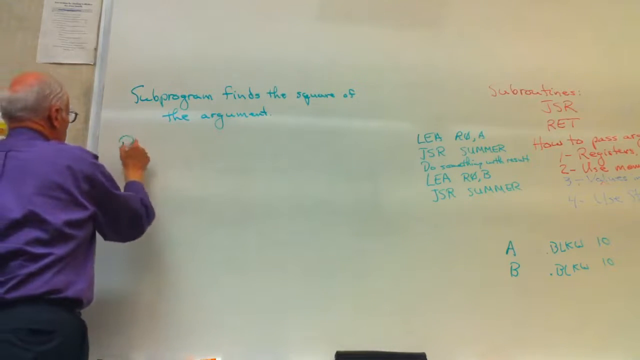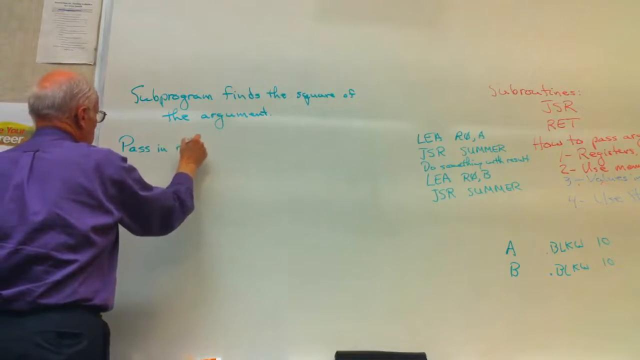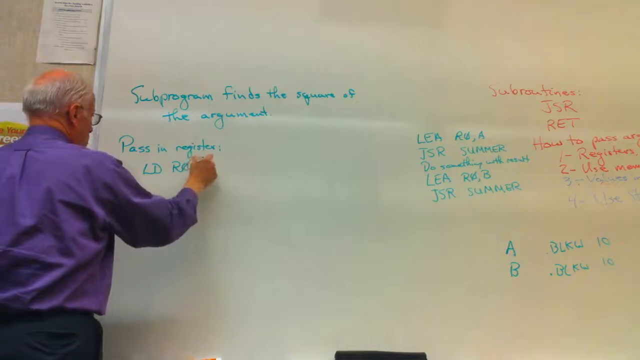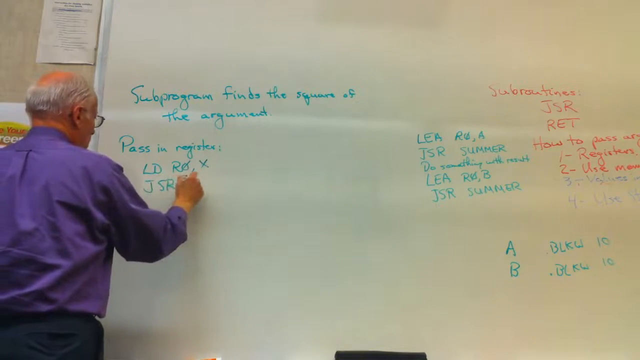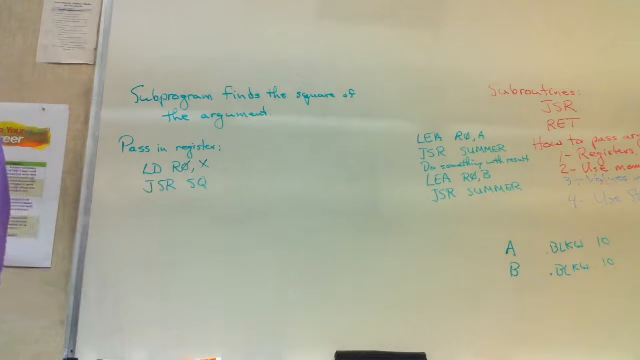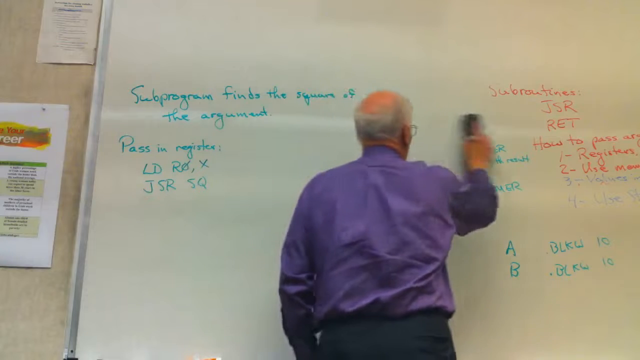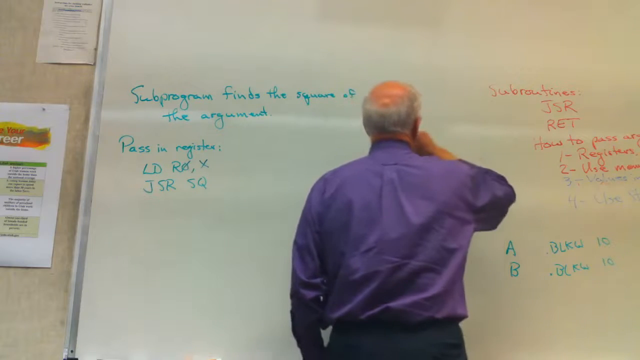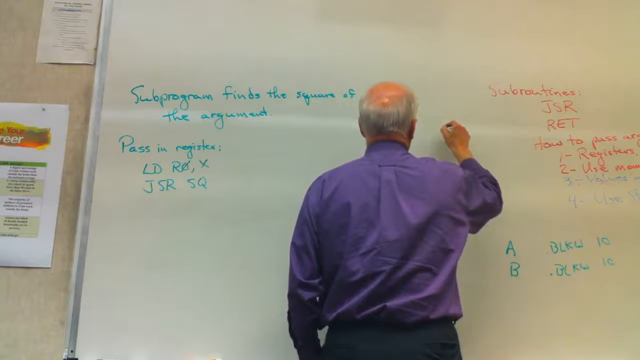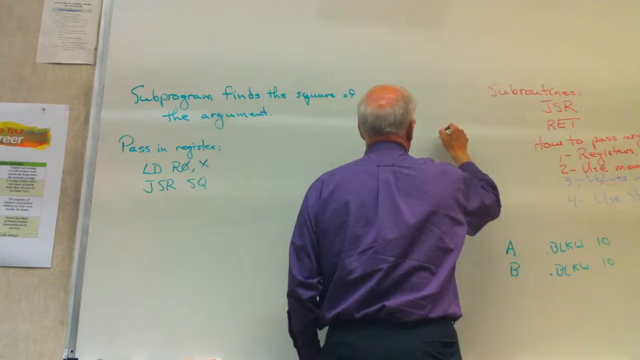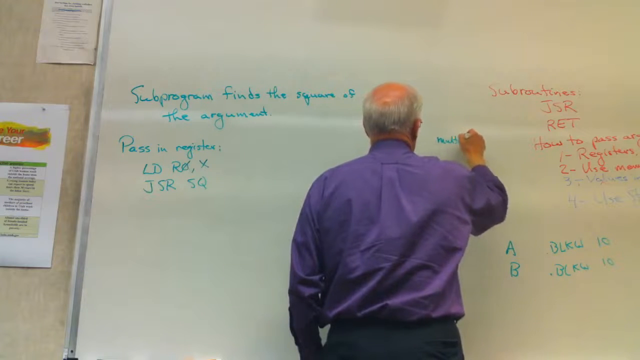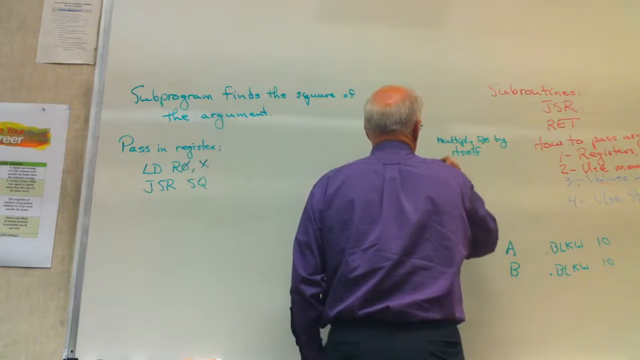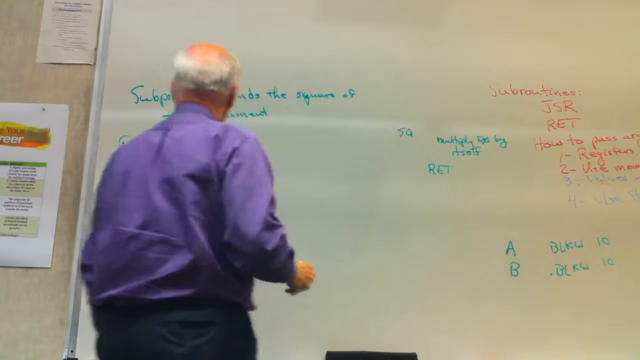Okay, now if we pass in the register, we would do the following. We would load, let's say, register 0 from X, and jump to our subroutine to find the square. Our subprogram would begin then by, well, rather than attempting to write anything down here, we would just multiply register 0 by itself and then do a return. Okay?